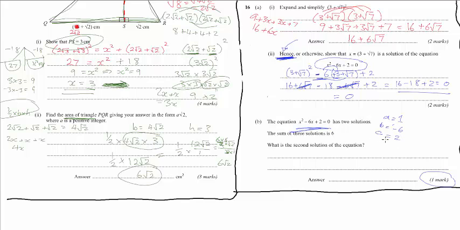So here's the deal. What's the question asking? It says it has 2 solutions. It even asks, what's the second solution? This question showed that this thing was the first solution, so it just wants the second. And it tells you the 2 solutions sum.